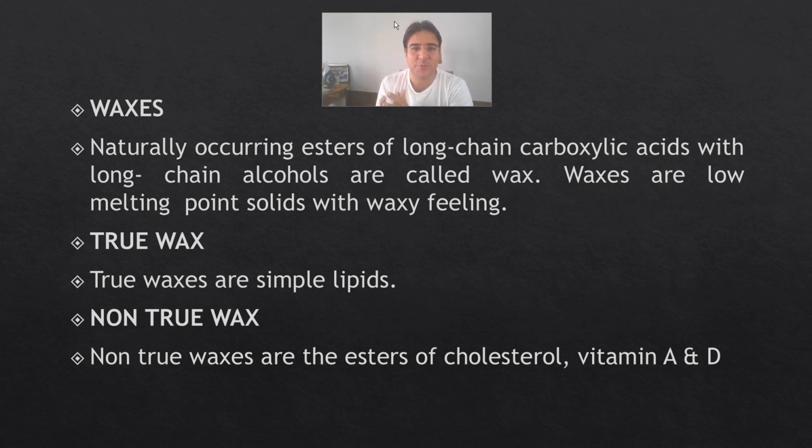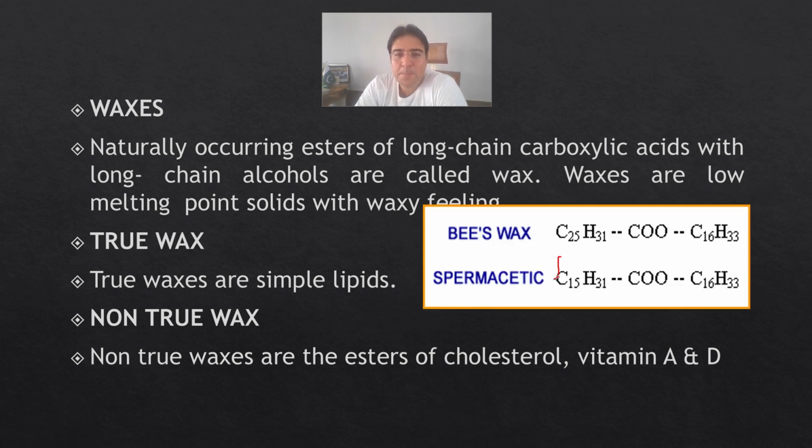So any chemical substance with these two will definitely be an oil or fat. So waxes are also in the same chemical category. Some are true wax and some are non-true wax. True waxes are simple lipids and non-true are basically complex ones. Okay, vitamins are also like that. Cholesterol is a non-true wax. You can call oils a wax. Oils, lipids, fats, same thing. So you can see beeswax and you can see spermatic wax.